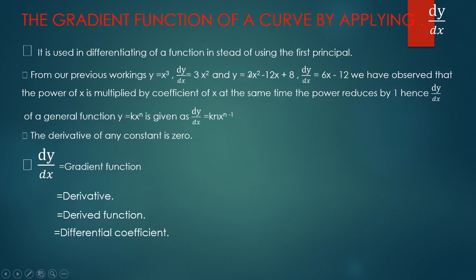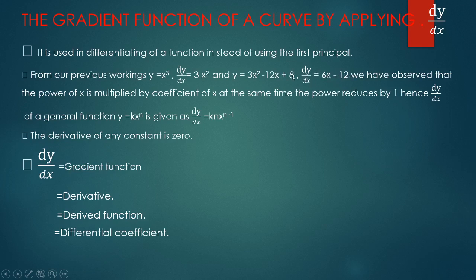Consider this other case, y equals 3x squared minus 12x plus 8 becomes 6x minus 12. You'll realize also that the power multiplies with the coefficient of x to become 6, and the power reduces by 1 to become x power 1, which is the same as x. And then here 12, the power is 1, multiplies with 12 becomes 12, and the power reduces by 1 to become 0. Anything power 0 is 1, so we remain with 12. So that is why we get dy over dx to be 6x minus 12.